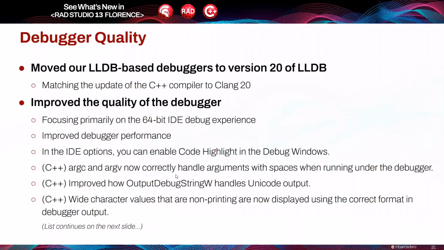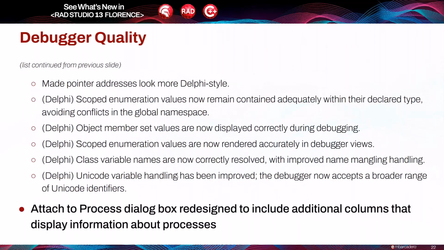The debugger quality. We also moved our LLDB, which is the debugger, to version 12. So now we have the same as the C++ compiler. And we also did a bunch of improvements in the quality area of the debugger in comparison with 12.3, as we knew that the debugger wasn't working in all scenarios. I'm not going to go through each of these new improvements, but as you can see, and the list continues on the next slide, a lot of improvements in the debugger for the 64-bit IDE. And also the attach to process dialog box has been redesigned to include additional columns.